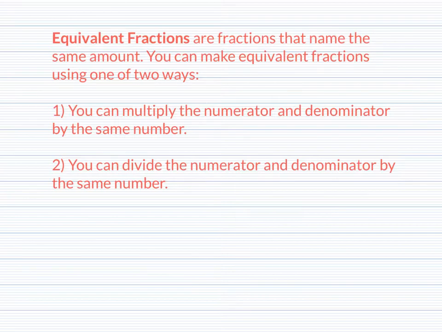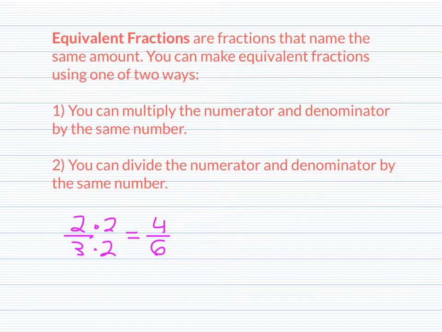They are fractions that, even though the numerators might be different and the denominators might be different, they name the same amount. And you can make equivalent fractions using one of two ways. The first way is you can multiply the numerator and denominator by the same number. So let's think about when we have 2/3. If I want to make 4/6, I can multiply the numerator by 2 and the denominator by 2, and I get 4/6, which we just saw on the previous page is equal to 2/3.